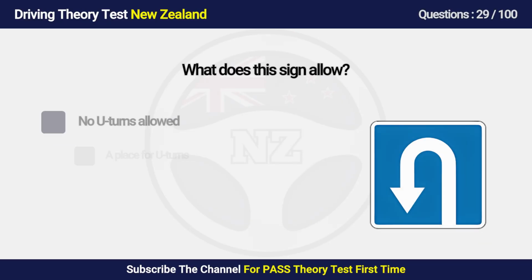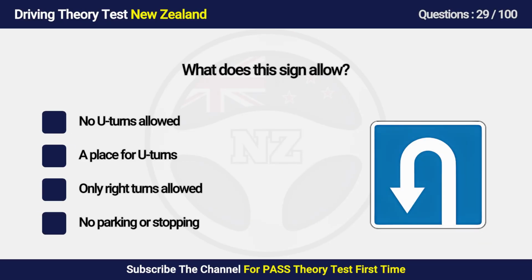Question 29. What does this sign allow? A. No U-turns allowed. B. A place for U-turns. C. Only right turns allowed. D. No parking or stopping.